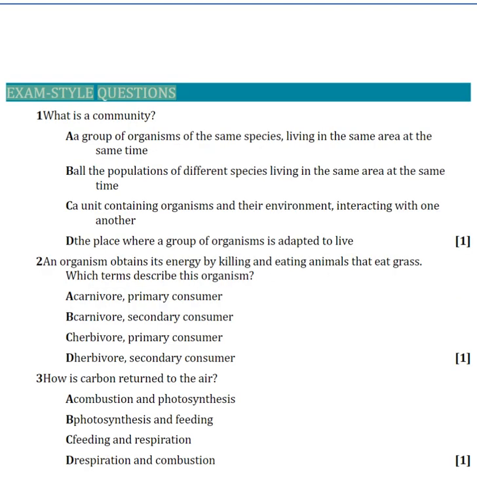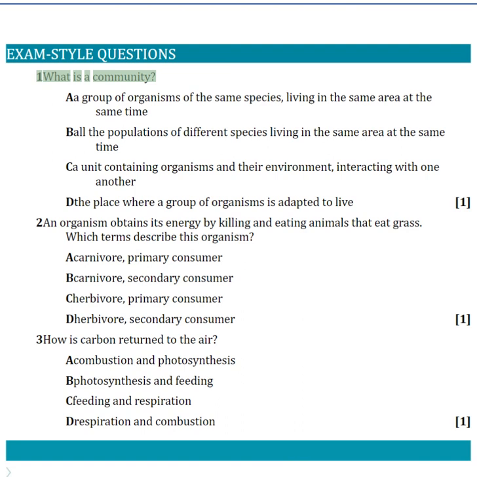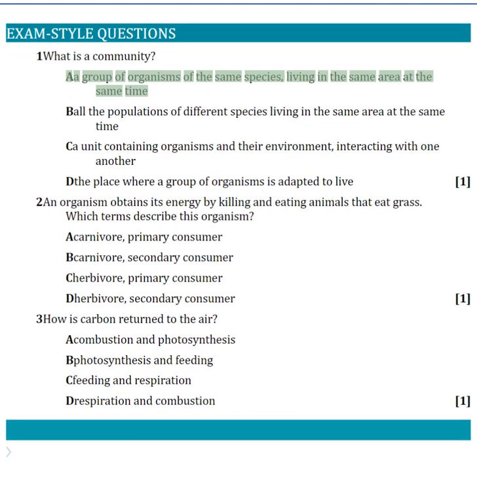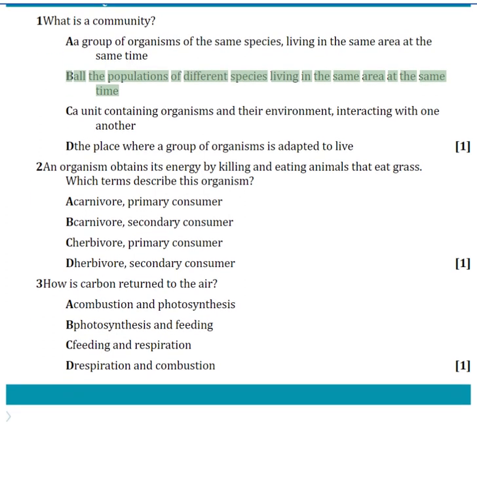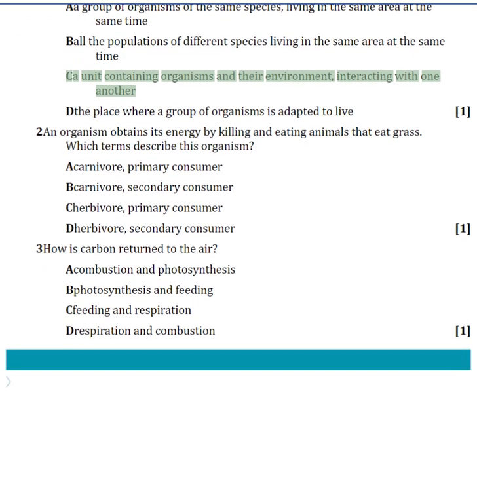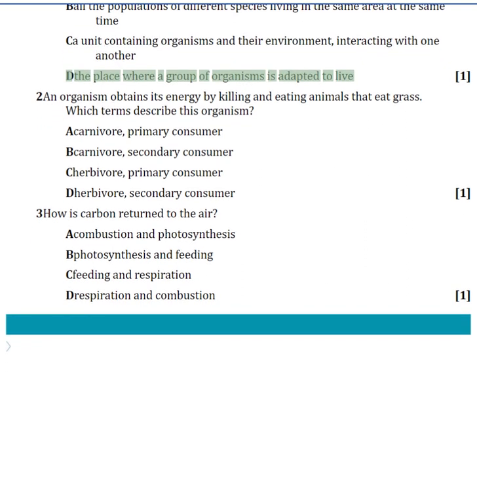Exam-style questions. 1. What is a community? A. A group of organisms of the same species, living in the same area at the same time. B. All the populations of different species living in the same area at the same time. C. A unit containing organisms and their environment, interacting with one another. D. The place where a group of organisms is adapted to live.